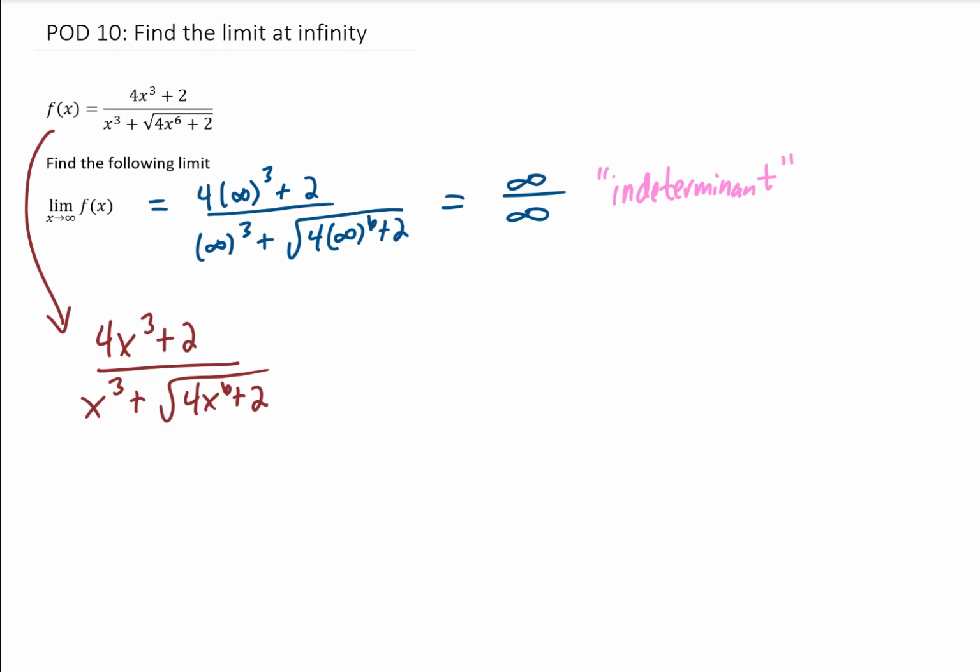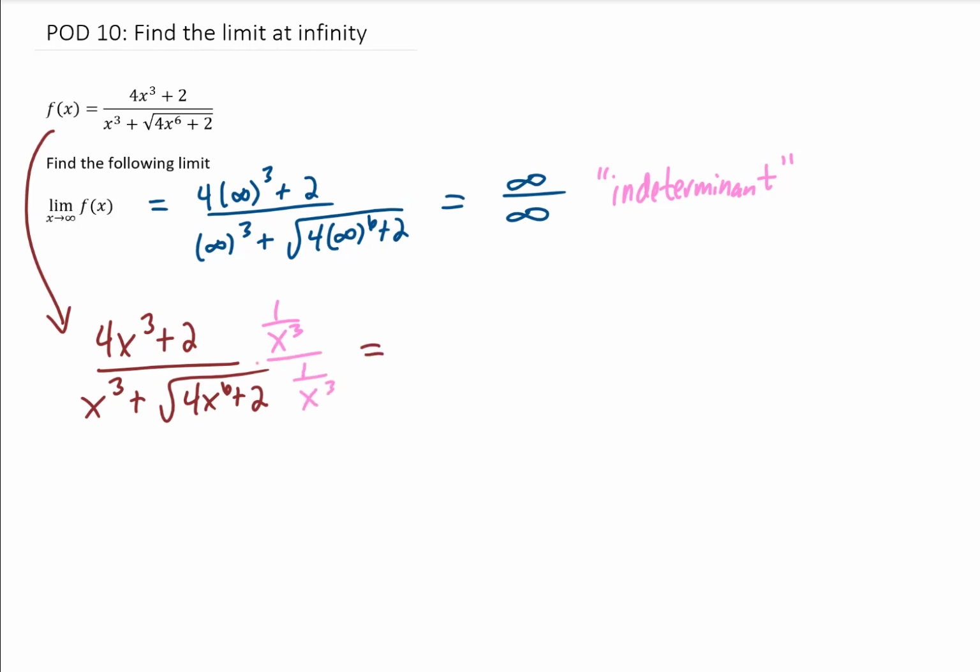I will drop the limit for a minute and bring it back in the end, but it's important to notice that the degree of the numerator is 3, and the degree of the denominator is also 3. They have the same degree. So a trick that's going to work for us pretty frequently is we're going to divide the numerator by x cubed and also divide the denominator by x cubed.